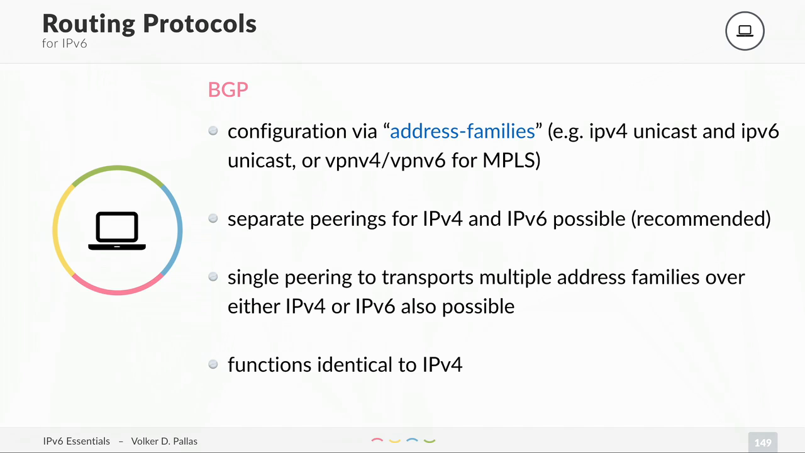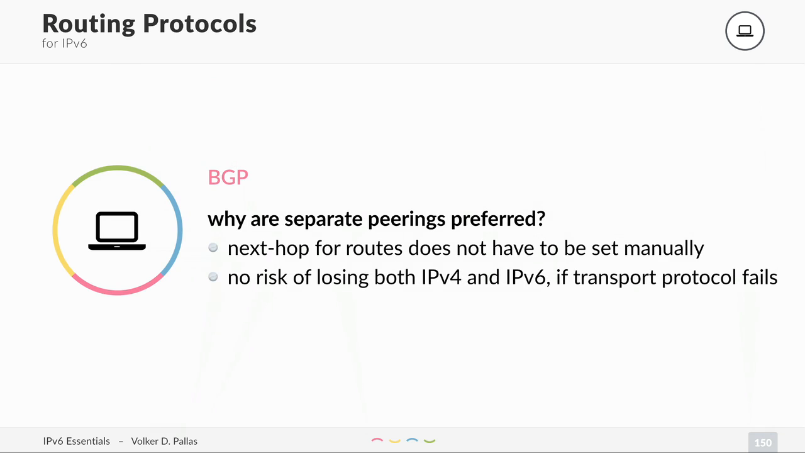Apart from that, BGP for IPv6 is functionally identical to IPv4. It's the same process, it's not any different. So why do we prefer separate peerings? With only one peering, you have to manually set the next hop because you get a message from your neighbor. Let's say the underlying protocol is IPv4 that you peer with your neighbor with. And the neighbor sends an IPv4 route. This route's next hop is automatically set to your peer's IP address, so you know where to send messages to.